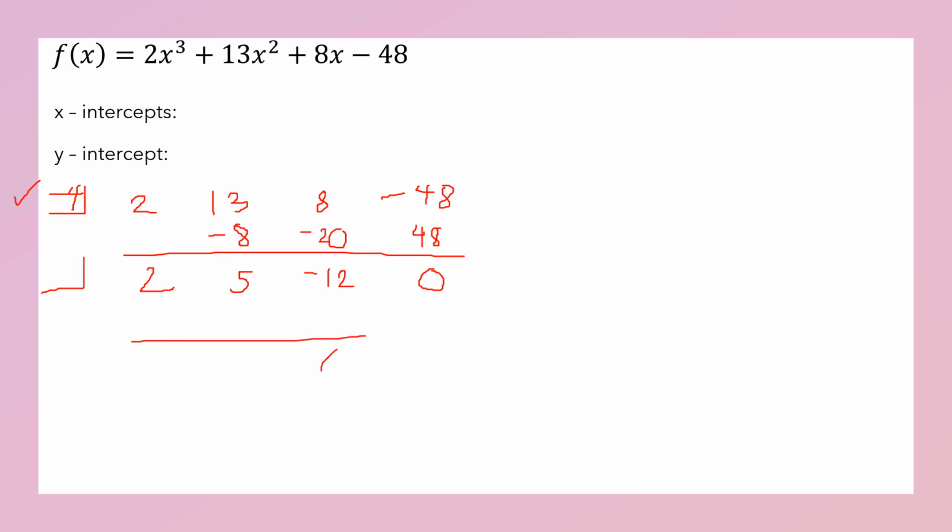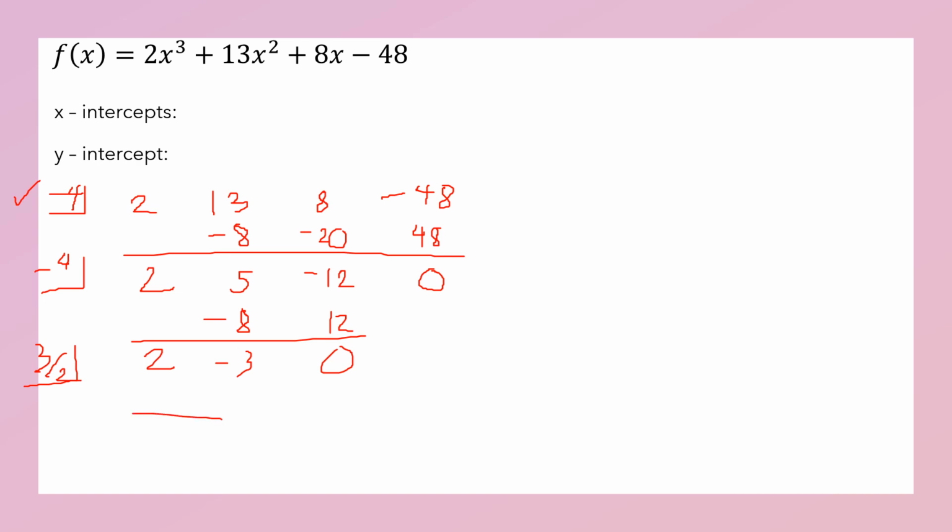Next one, so let me use negative 4 again. So, bring down 2. 2 times negative 4 is negative 8. 5 combined with negative 8 is negative 3. Negative 3 times negative 4 is positive 12. So, negative 12, positive 12, the answer is 0. So, for the last one, we do have positive 3 over 2.